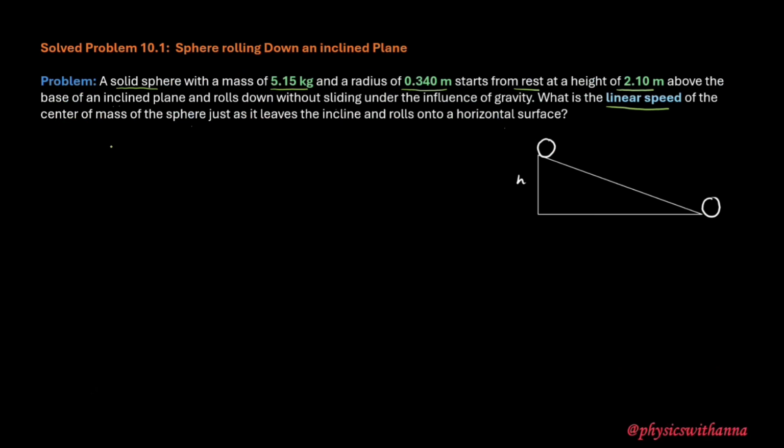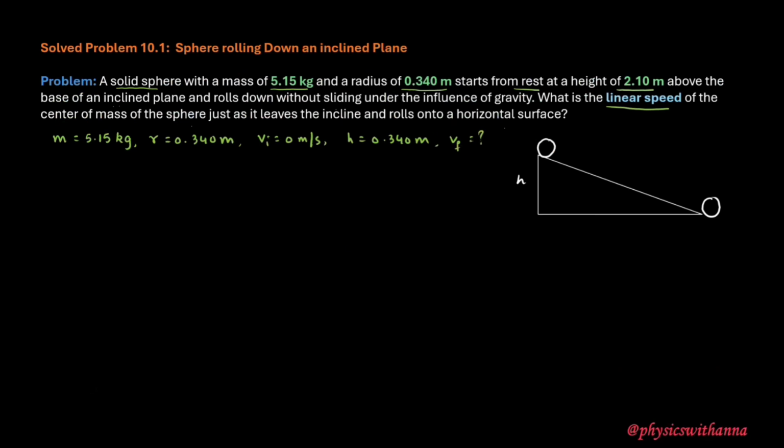So here in this question, you have a solid sphere that has a mass m of 5.15 kilogram and a radius r of 0.340 meter, and it is initially at rest, so v initial will be equal to 0. Then it rolls down an incline from a height h of 2.10 meter. We need to find what is the linear speed of the center of mass as it rolls down from the incline onto the horizontal surface. So we need to find the final velocity at the bottom.